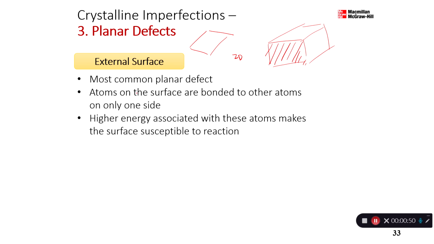So what happens is atoms on the surface are bonded to other atoms on only one side. Let's say these are the atoms on the surface, they're only bonded to the atoms underneath them. And of course the atoms on the side, but when you're talking about the whole plane, it's only attached to the plane of atoms underneath, whereas at the top there's literally nothing here. Whatever is on the surface is open to the environment.